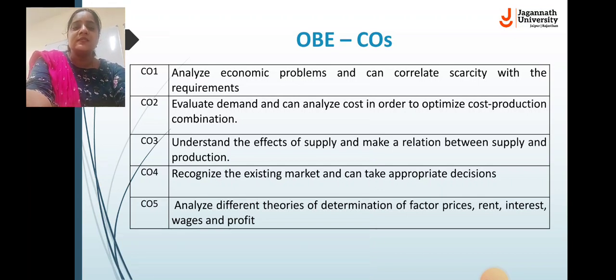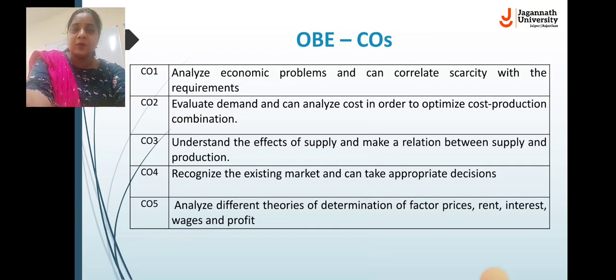Fourth is to recognize the existing market and take appropriate decisions. What is the existing market structure? What kinds of market structures are available in the market for different product categories? Now after going through this course, the student would be able to recognize the different markets for the different product categories, and if he is an entrepreneur or a manager of a company, he can manage the price and the output combination according to the market structures.